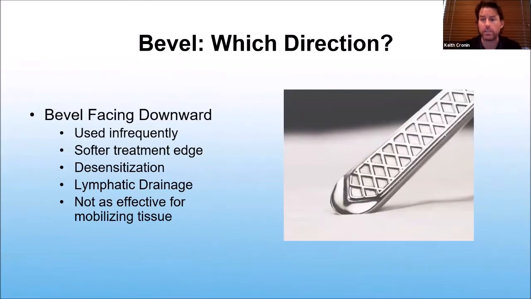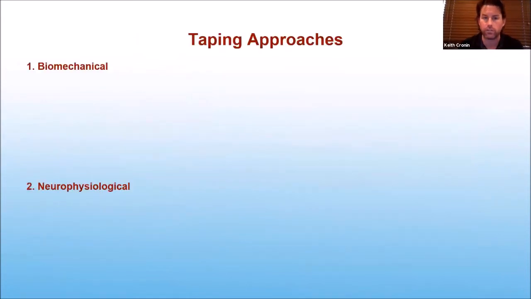Sometimes you use the other end because you can use it for things like desensitization. You use that softer treatment edge. I've used this a lot with kids with chronic regional pain syndrome to try to normalize nerve endings. And this is a different approach than using your hands because, again, your hands can only go so far.